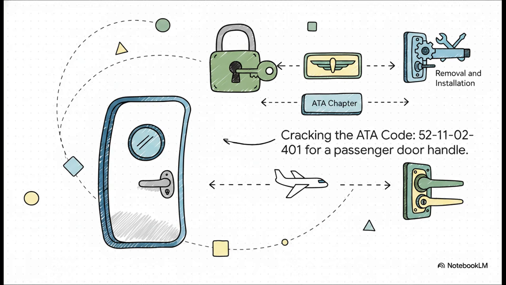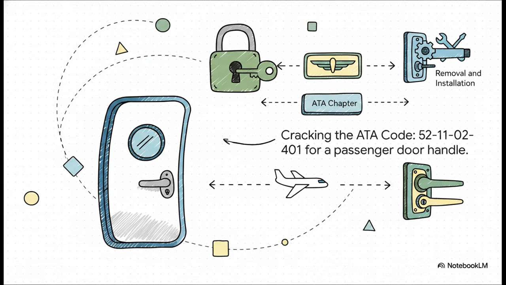Look at the number 52-11-02. It stacks logically like a giant puzzle. The first 2 digits, 52, represent the ATA chapter, which is universally doors. The next 2 digits, 11, narrow down the subject to passenger doors. The third set, 02, pinpoints the section, which is the specific passenger door handle.